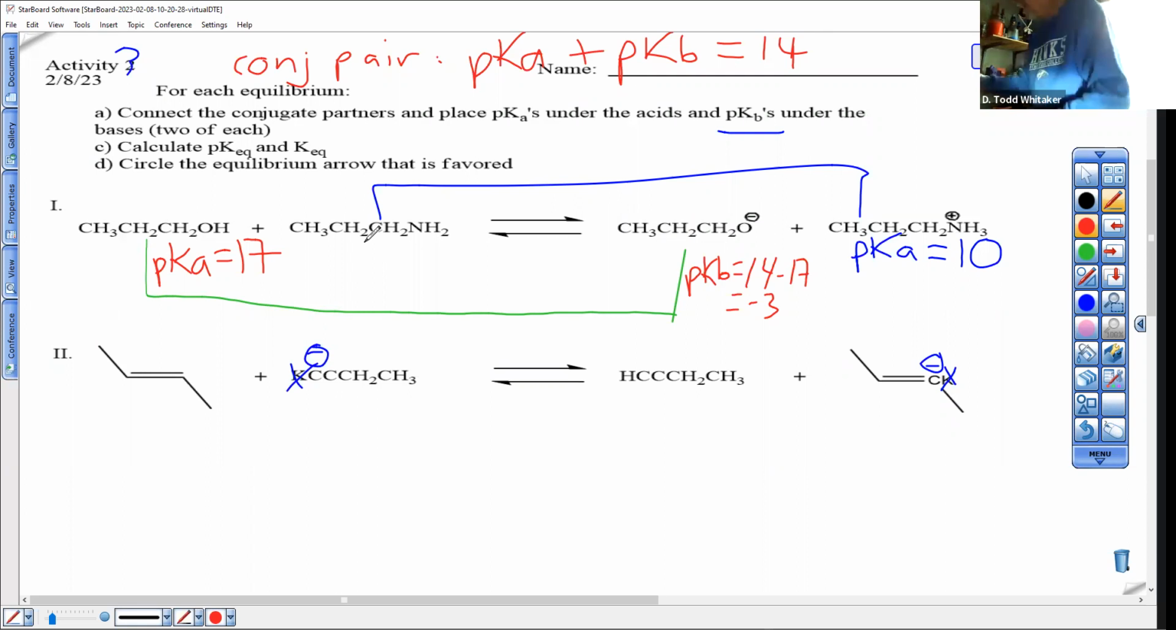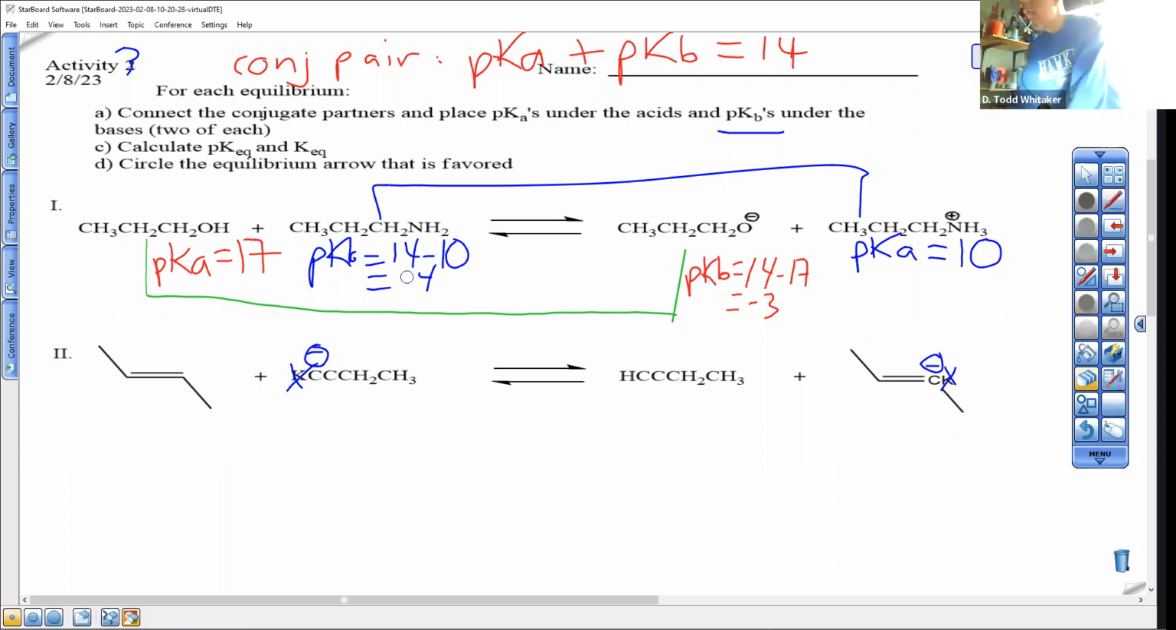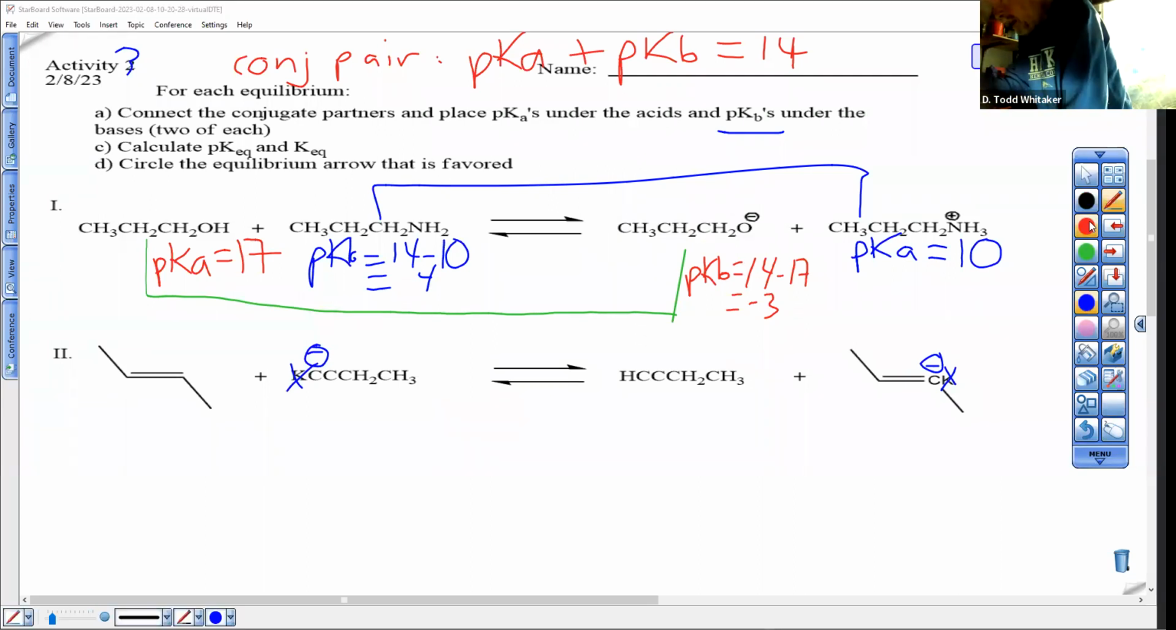How do I know that? Because pKb is positive. How do I know that? 14 minus 10 is positive. That's a weak base. It's supposed to be a plus sign. I didn't need the plus sign. How about just 4? Okay. So the most reactive thing here is this strong base. It's the only negative here. So it should make sense that the equilibrium is going to push away from that, because strong means reactive. We don't like it. We want to get rid of it, make it more stable.